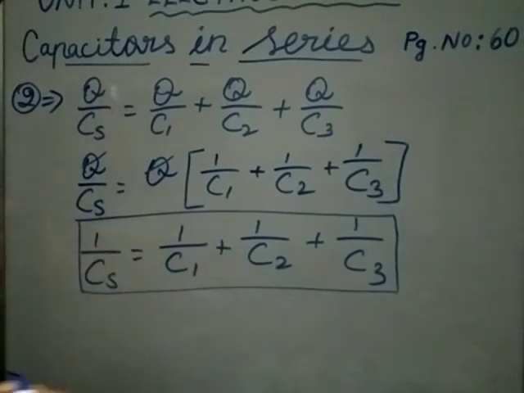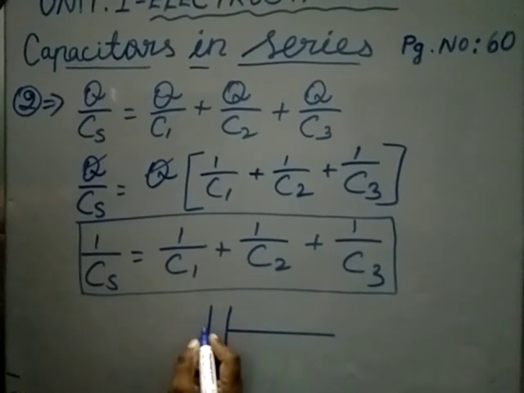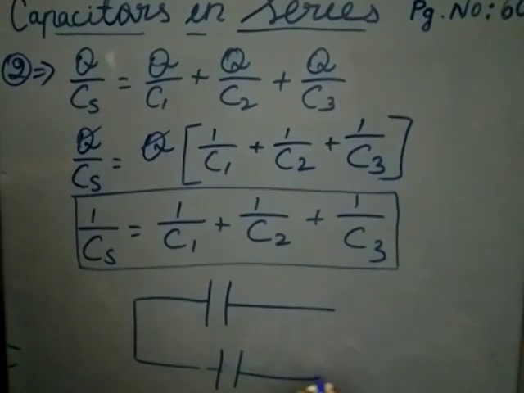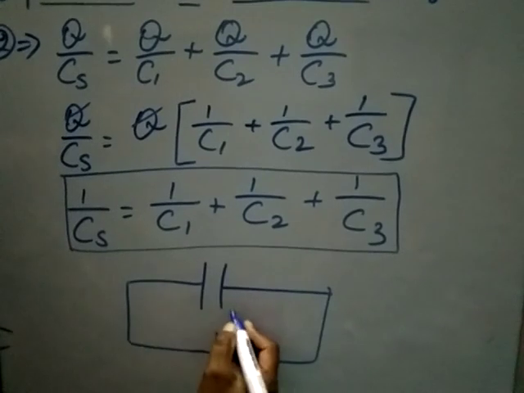We have one more diagram: this one is the battery V, this one is CS.